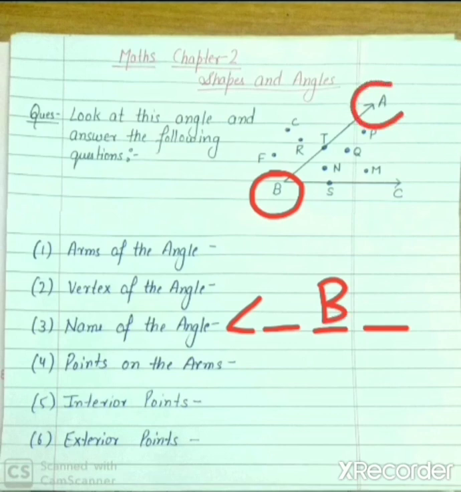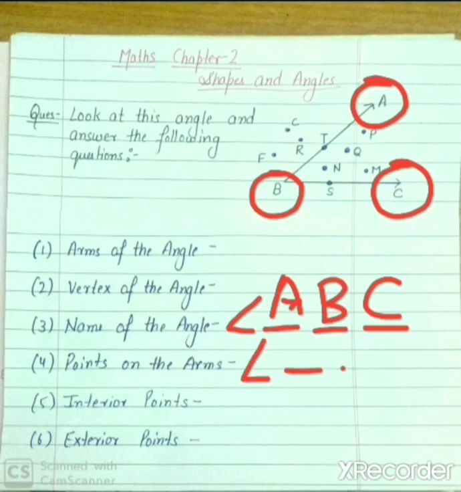Now the points are A and C. We can write A here and C here, and another option is we can write C here and A here. But keep in mind, we will always write the vertex in the center. So what can be the name of the angle? Angle ABC is also correct, or angle CBA is also correct. We can write angle ABC, or we can also write angle CBA.